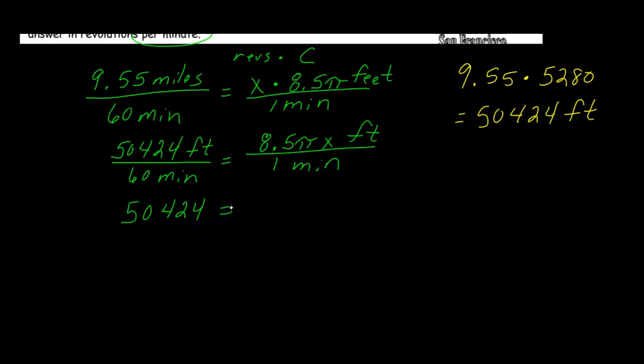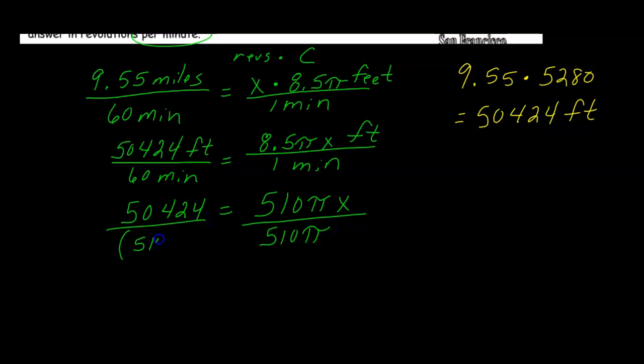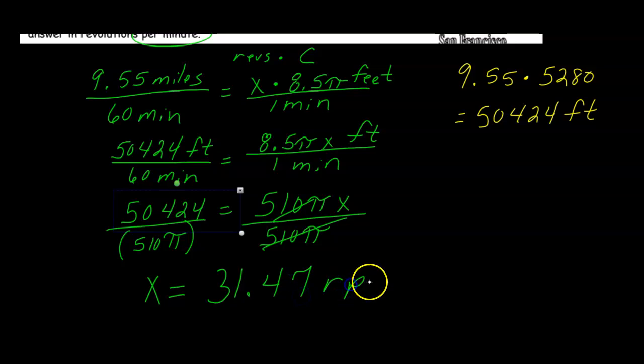So 50,424 equals, leave pi in this until the very final calculation. So you're going to do 60 times 8.5, and you should get 510 pi x. And then you're going to divide both sides by the 510 pi. These will cancel. And when you punch this in your calculator, put 510 pi in parentheses, and you will get x equals 31.47, and then that'll be in revolutions per minute.